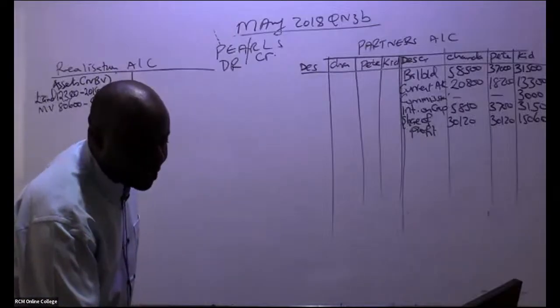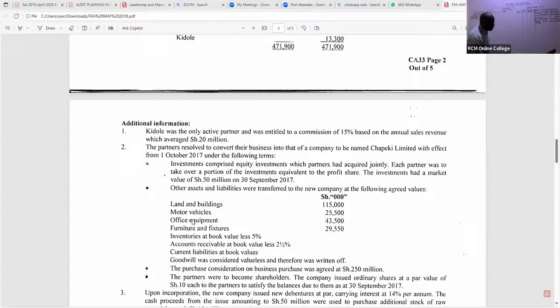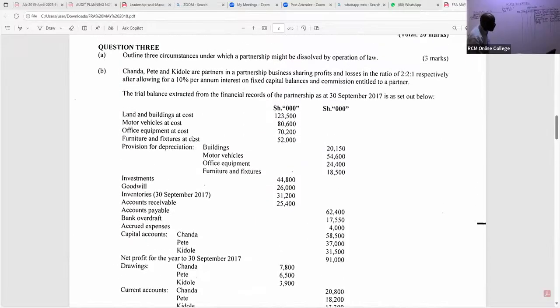We pick on the next item that was realized to the new company. So to the new company, you can see we have office equipment. This was transferred to the new company. So for office equipment, go back to the net book value. I'll just write equipment. For equipment, I can see 7,200 was the cost. I subtract the provision for equipment, which is 24,400.